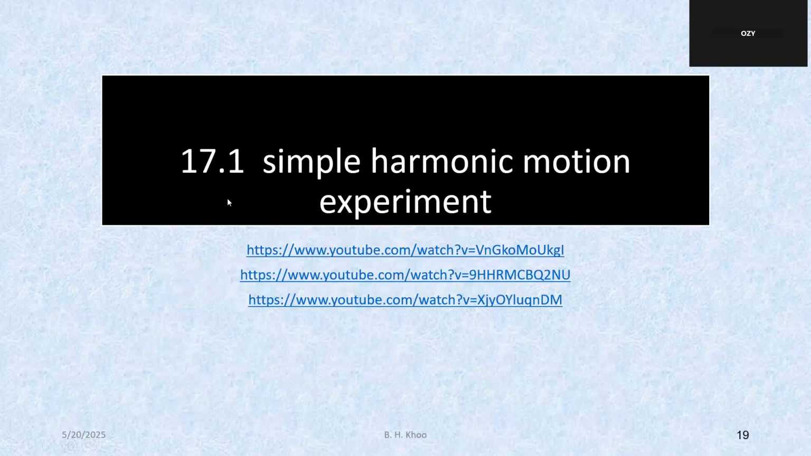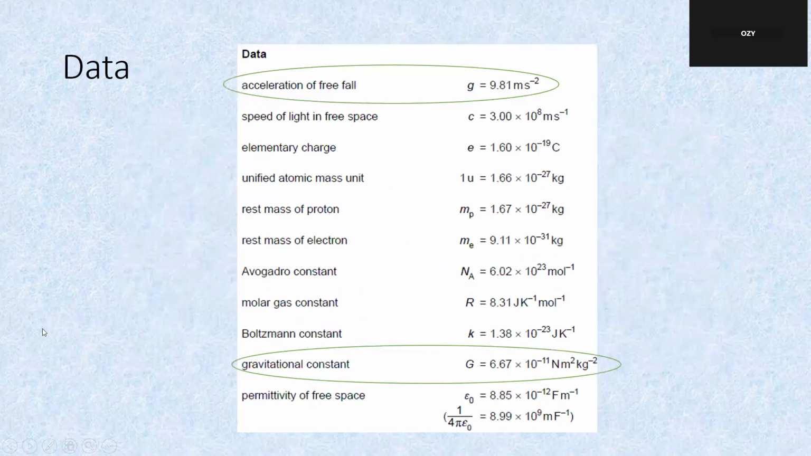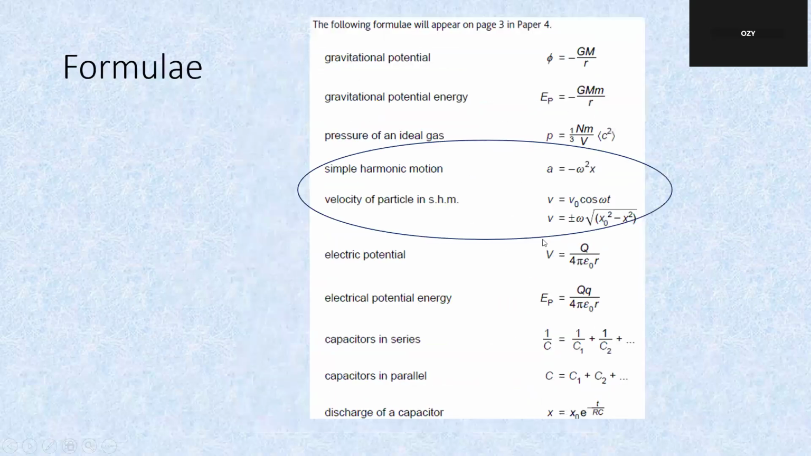Okay, let's start our simple harmonic motion. Topic 17.1. There's the syllabus. There's your data sheet. 9.1. This formula is given. That one is a definition. That's the velocity, how the velocity changes with time. How the velocity changes with displacement. Note where to find your formula.